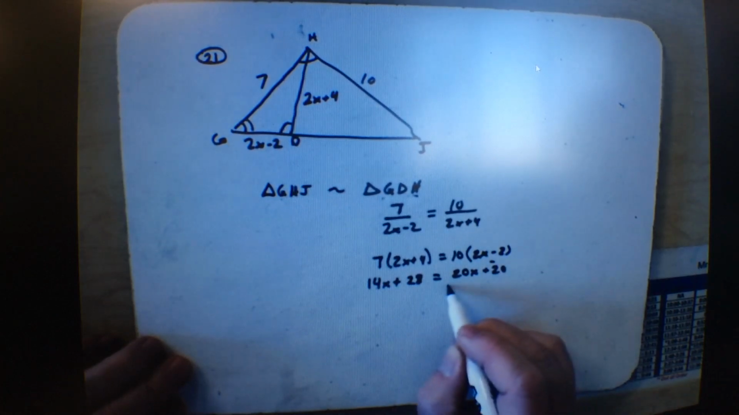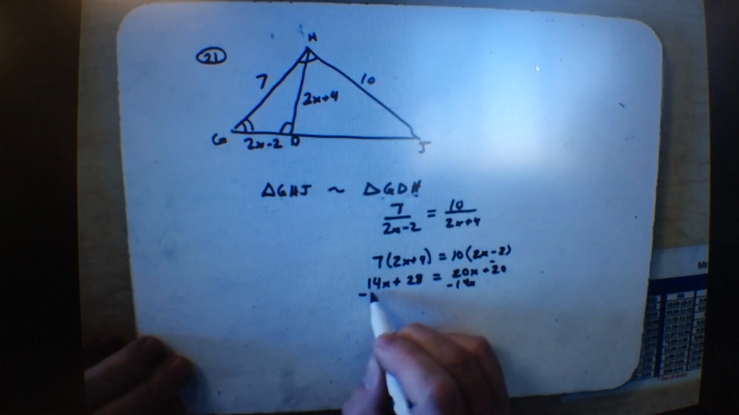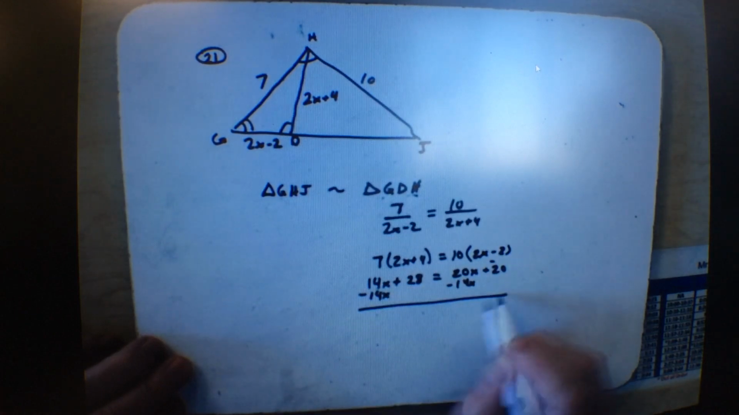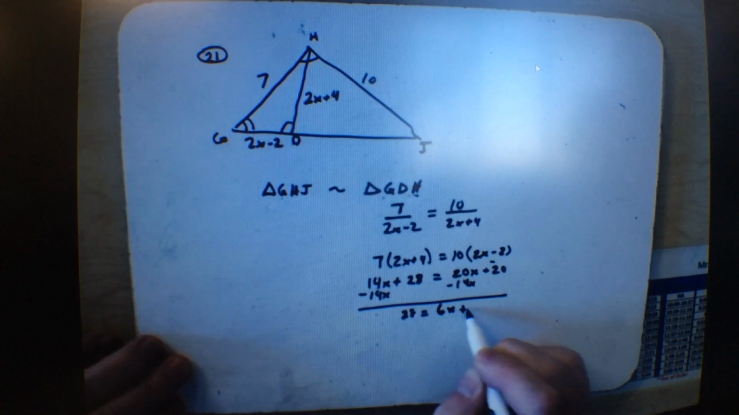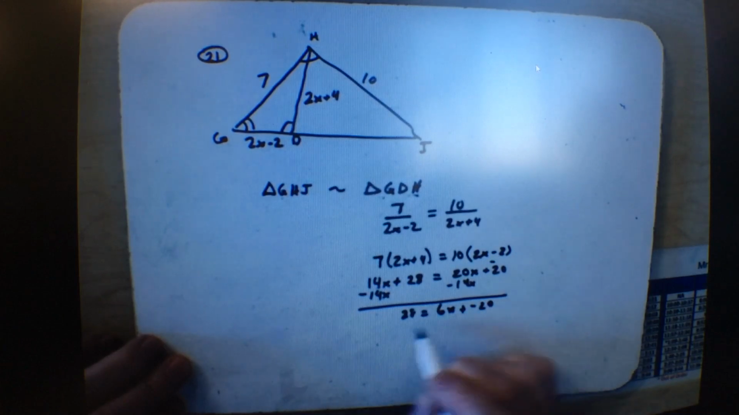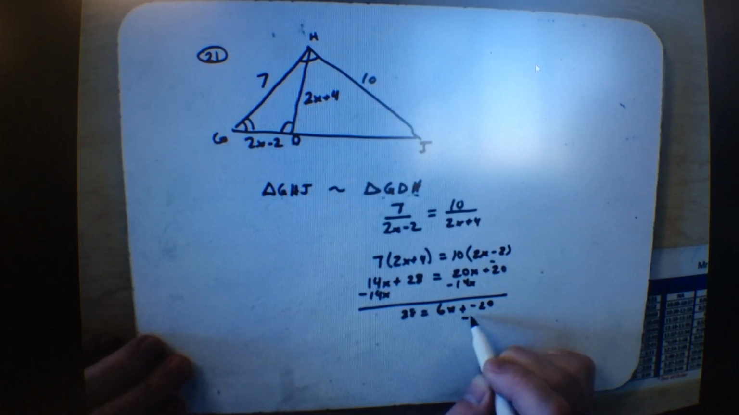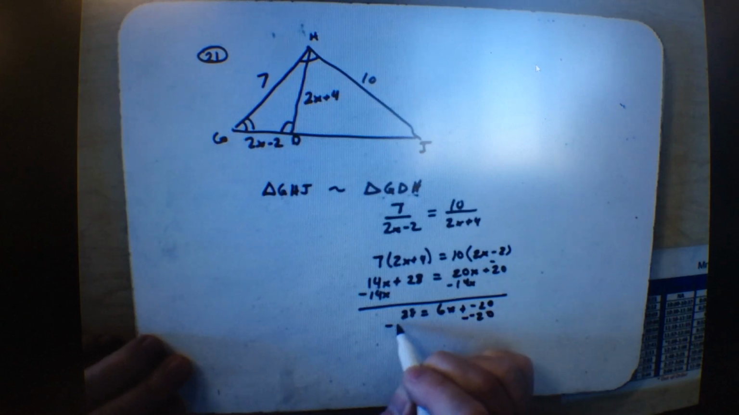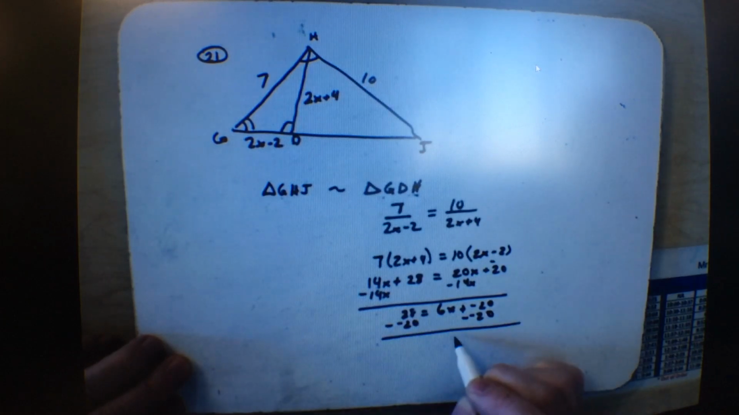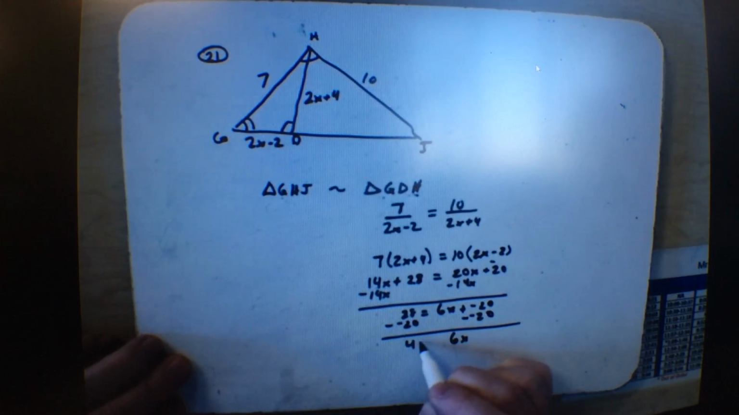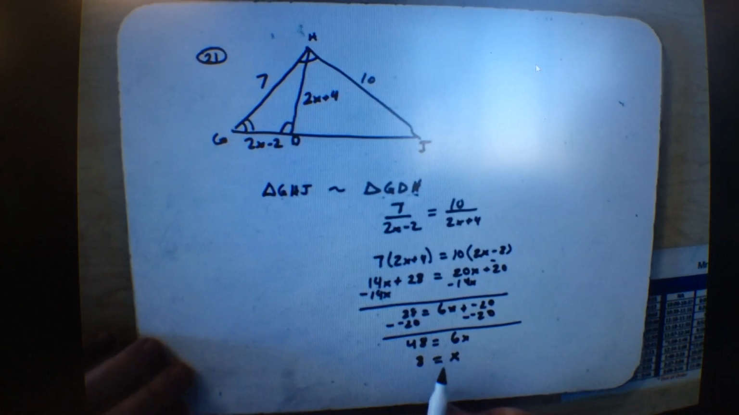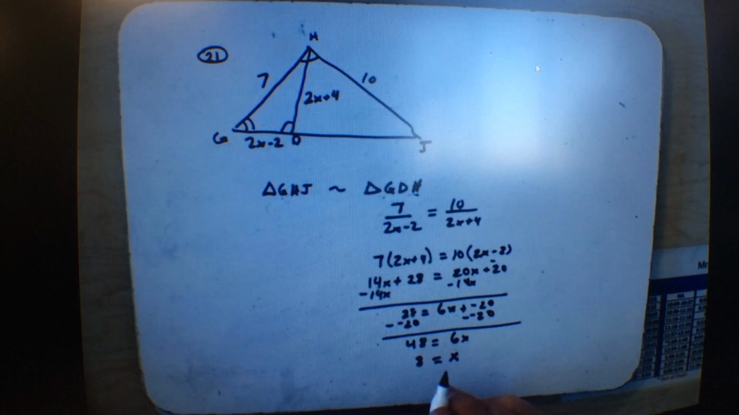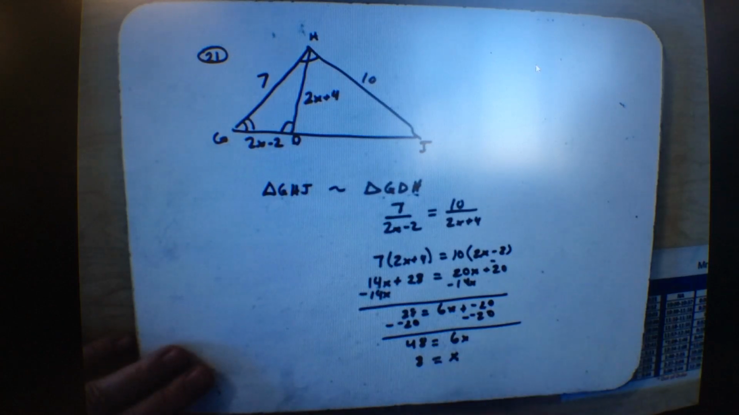I'm going to subtract 14x from both sides. And I get 28 equals 6x plus negative 20. And then I'm going to subtract a negative 20 from both sides, which is the same as adding 20. And I get 6x equals 48. So x equals 8. Okay? So that's just the value of x.